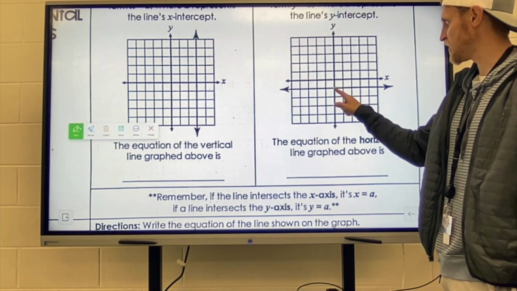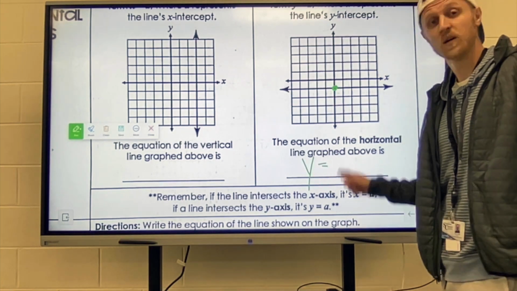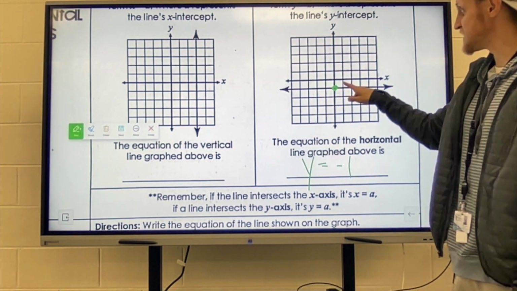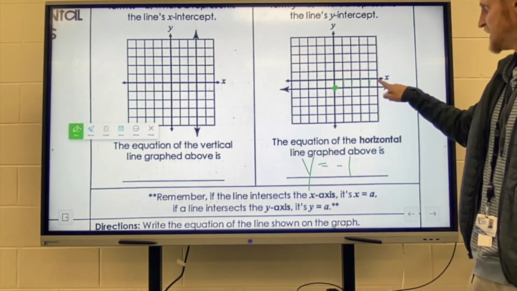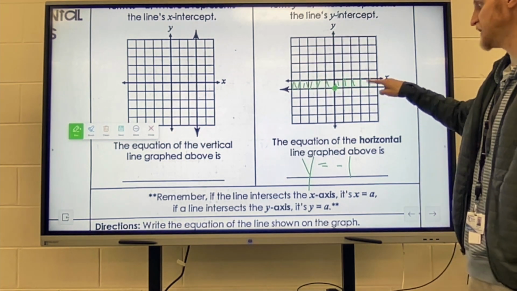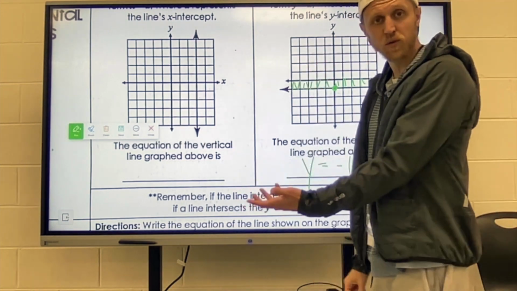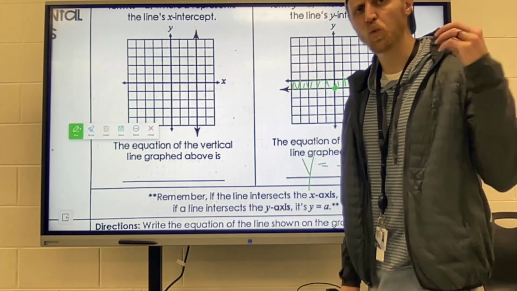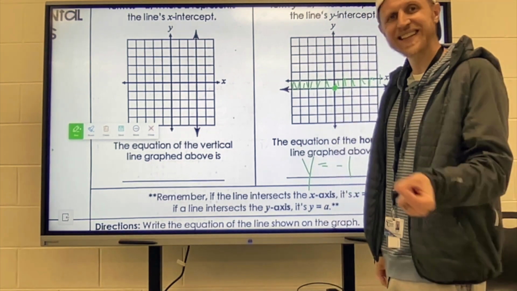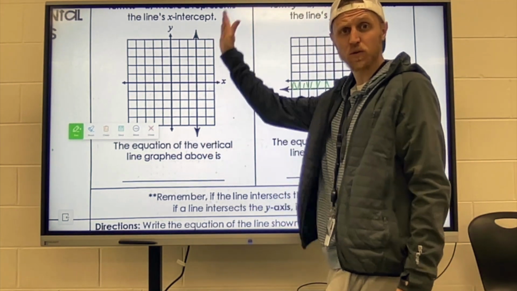It's only going to cross at y equals -1, because it went down by 1. That means no matter where I am on this line, I'm always going to be going down by 1, forever and always. So to write the equation of horizontal and vertical lines, simply ask yourself, what is it crossing and where? If it's crossing the x-axis, that means it's got to be a vertical line.